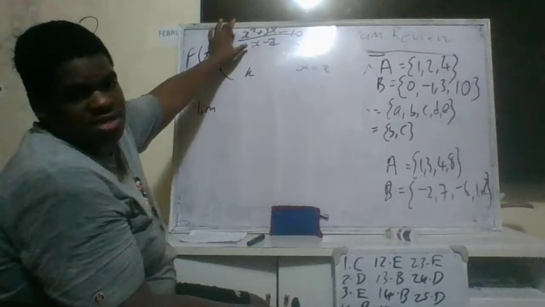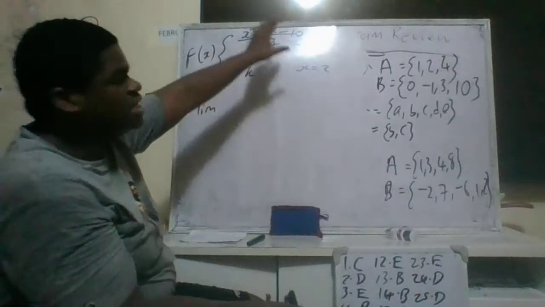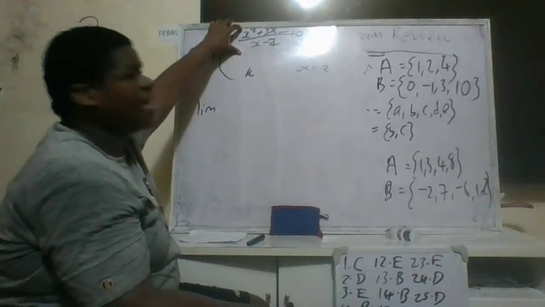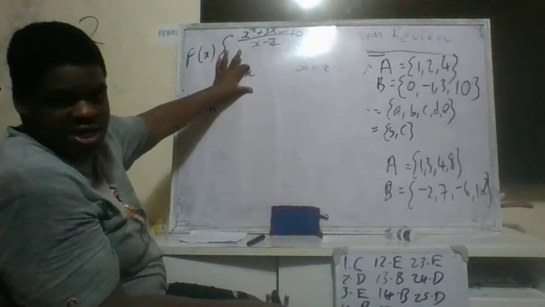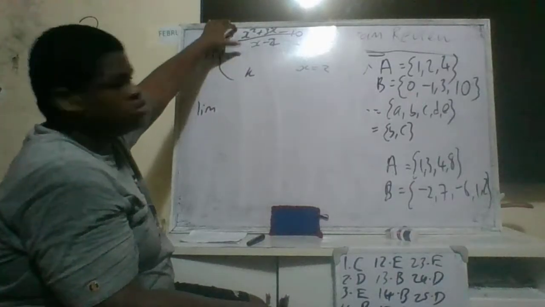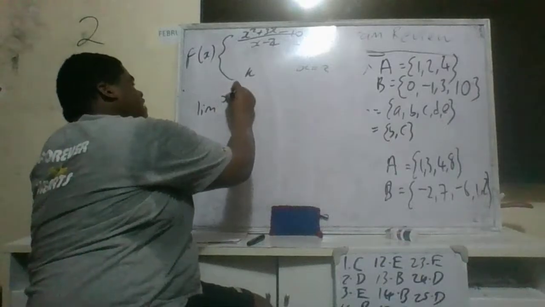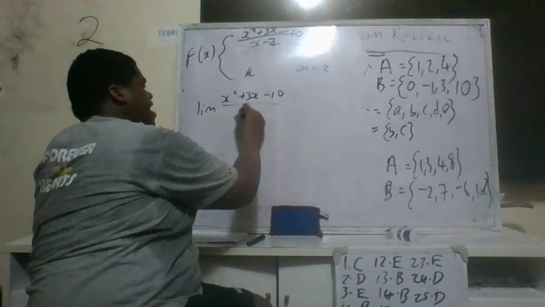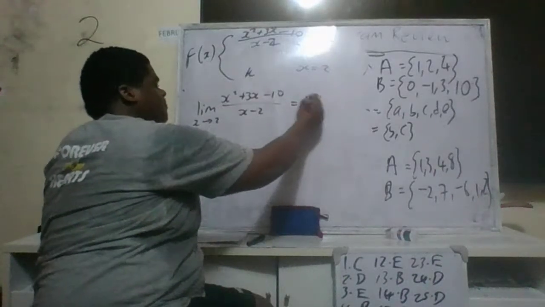You first find the left hand limit, and then the right hand limit. But since in this case the left hand limit and the right hand limit are the same function, when x is greater than 2 it is this function, when x is less than 2 it is this function. But when x is exactly equal to 2, it is equal to k. So we always want to make sure that the limit of x squared plus 3x minus 10 divided by x minus 2, as x tends towards 2, is equal to k.